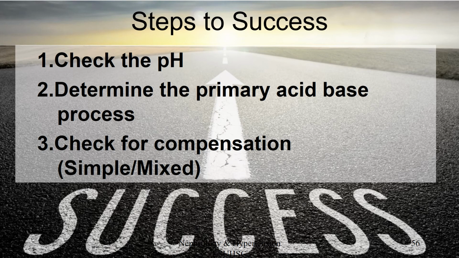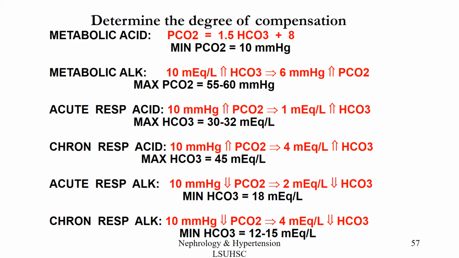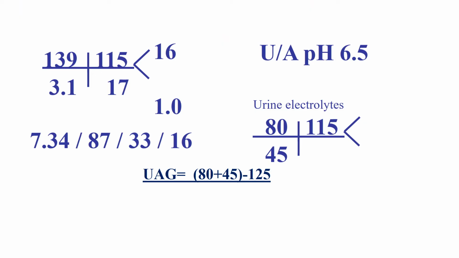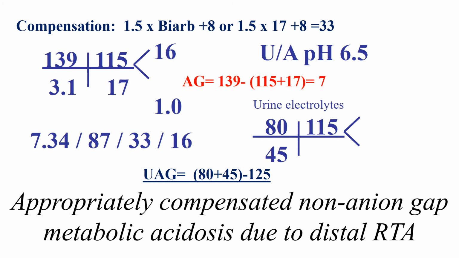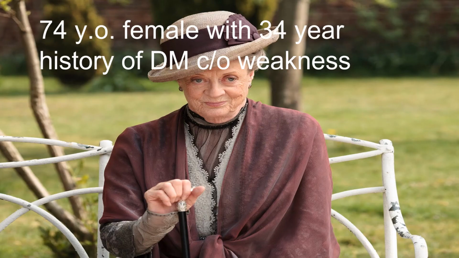So let's go back to the steps one more time. After you've done those 3 steps and you've made sure that the patient is compensating well, and you applied your compensation to this patient, the next step is to also check for the serum anion gap and make sure that the anion gap is normal, right? So in this particular patient, we calculated the compensation, that's normal. The anion gap in the patient was 7, so the final diagnosis for this patient would be non-anion gap metabolic acidosis because of this RTA.